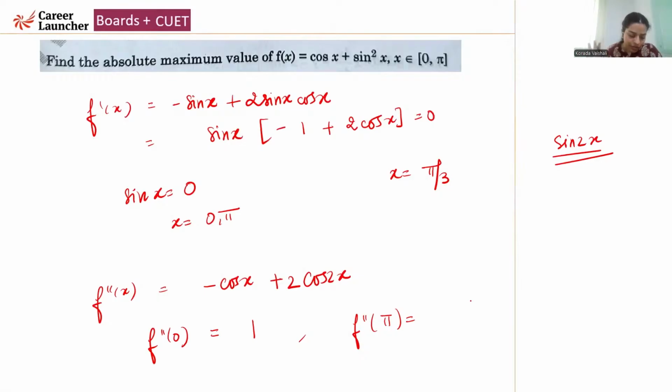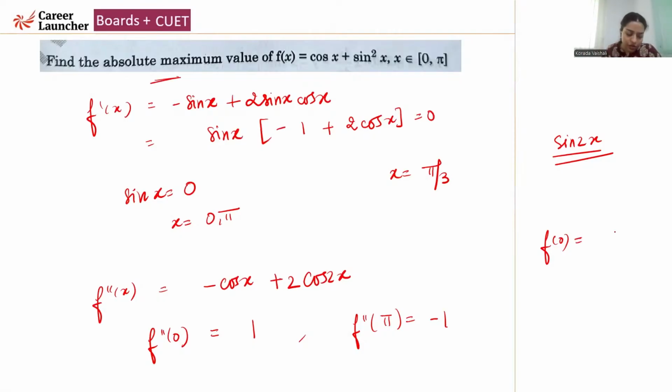minus of 1, right? So इस केस में बस हम ये फाइंड कर रहे हैं कि कहाँ पे मैक्सिमम आ रहा है, कहाँ पे मिनिमम आ रहा है. But if you will simply calculate the value of f of 0, it is going to be 1, क्योंकि ये एब्सोल्यूट मैक्सिमम की बात कर रहा है. So you will look at the end points specially.